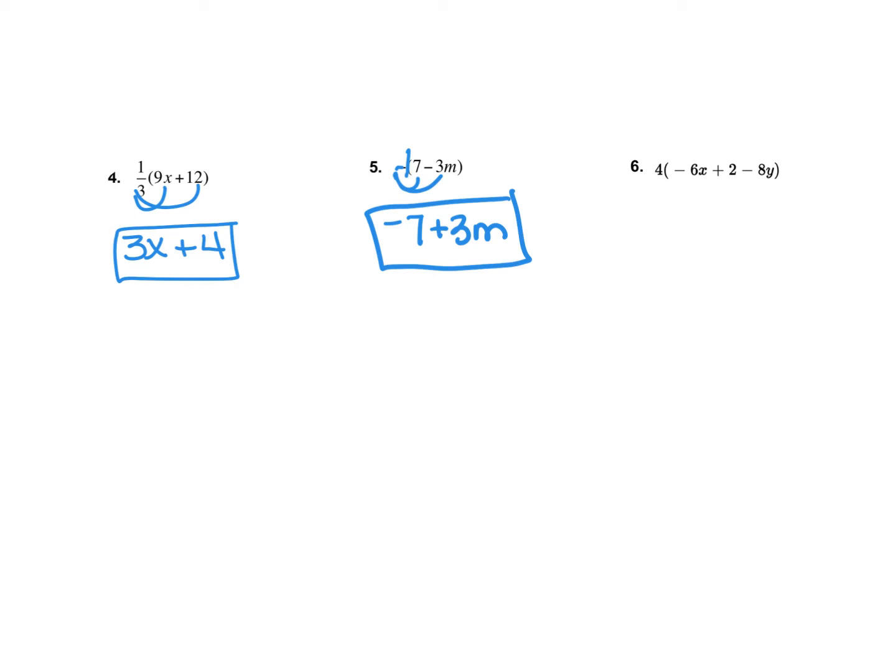All right, so our last one here, there's nothing I can combine inside there. I'm just going to go ahead and multiply all these. So I'm going to take 4 times negative 6x, and I'm going to get negative 24x. I'll take my 4 times my 2, and I'm going to get 8. And my 4 times my negative 8 is going to give me negative 32, and then I've got my y.